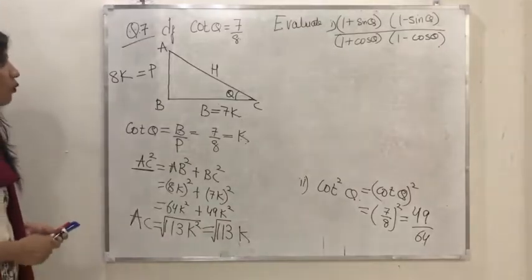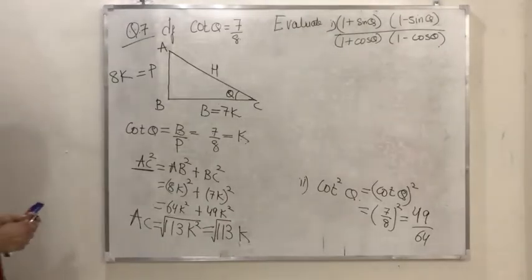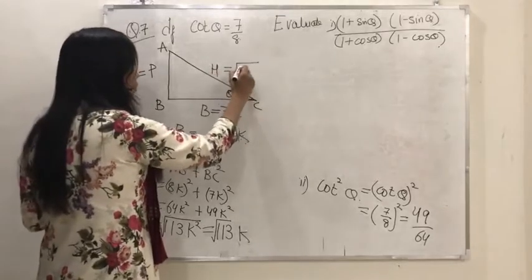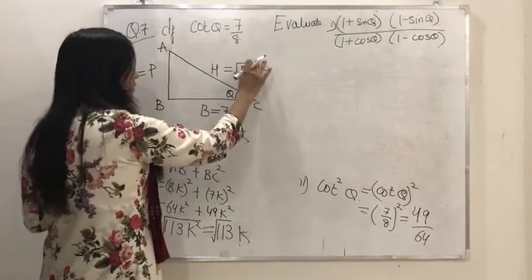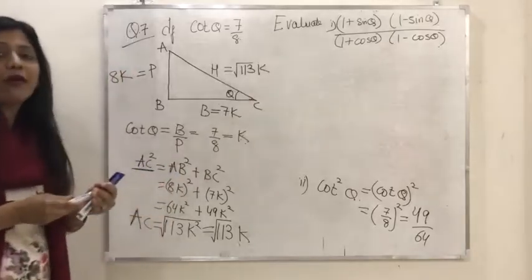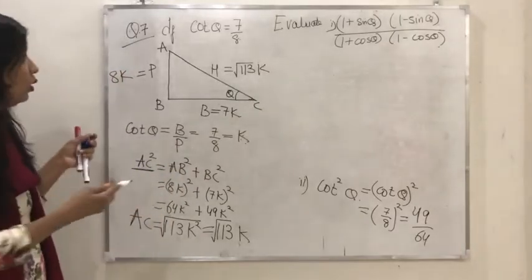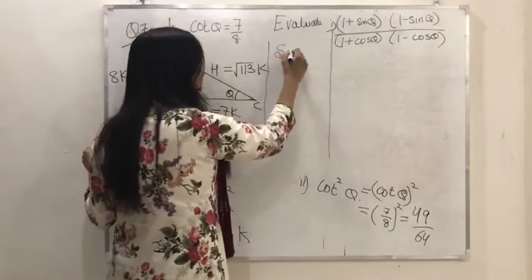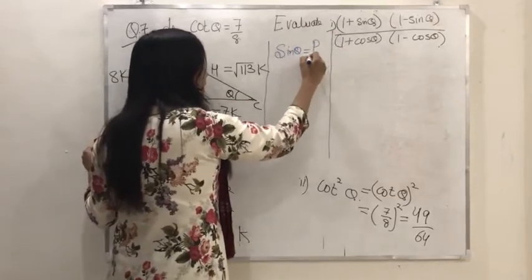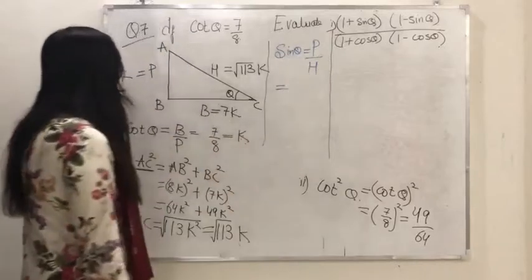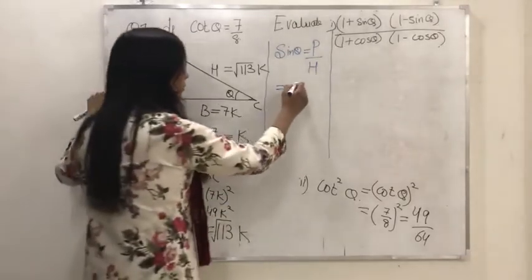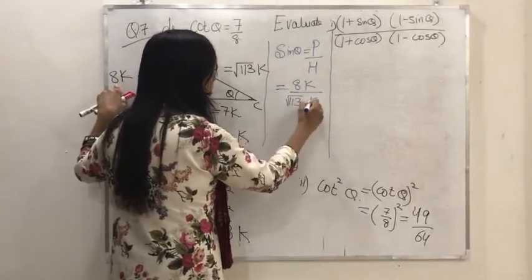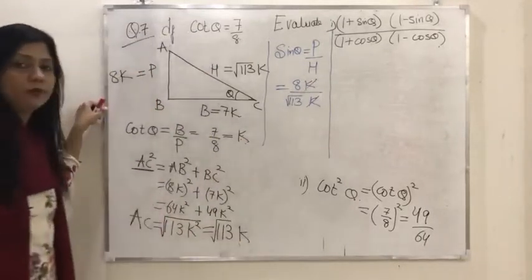Fine. So now I will find the value of sin theta and cos theta. My hypotenuse is root 113 K. K is outside the square root. So what will be the value of sin theta? I know sin theta is perpendicular upon hypotenuse. Perpendicular is 8K and hypotenuse is root 113 K. So K will cancel out with K.